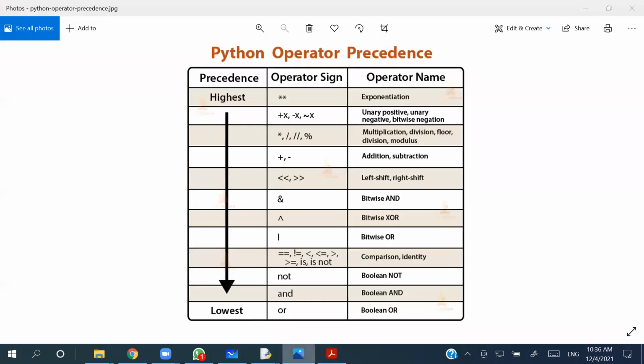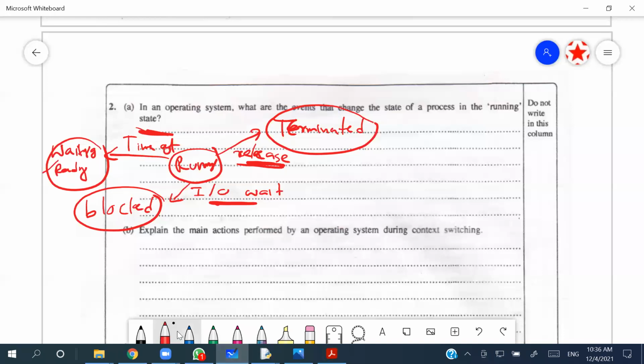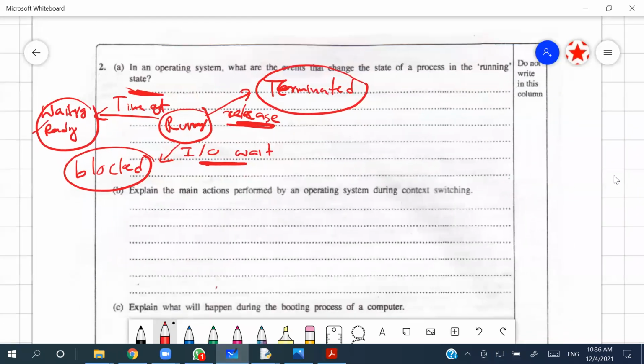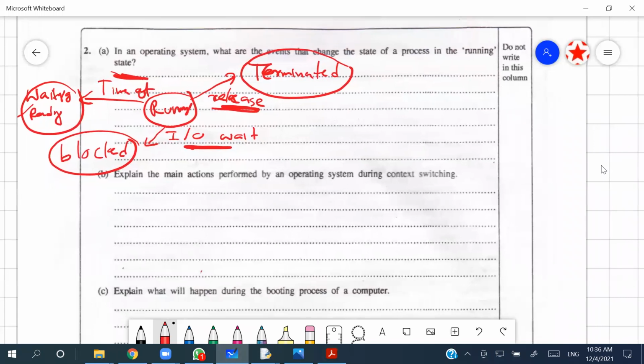Right, so the next question is they are asking: explain the main action performed by the operating system during context switching. Now, what do you mean by context switching? Context switching is a process of switching the context inside the CPU due to an input output wait or a system event.